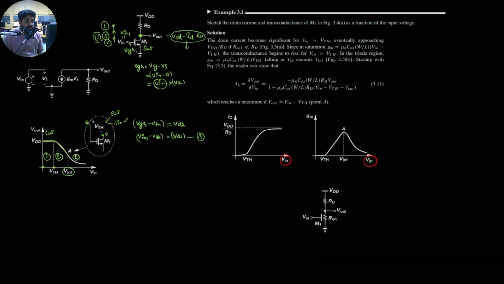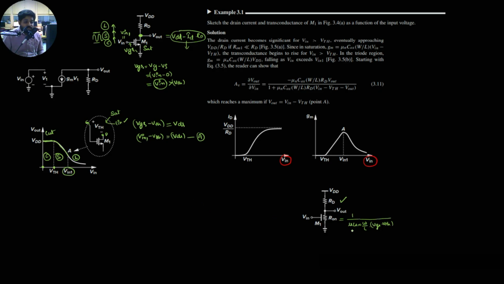Now let us draw the output waveform, where we have observed that up to here it is constant. It falls when the drain voltage falls by the amount of V input 1. Then it is entering the linear region. When it is in the linear region, it acts like an on switch. The on resistance of the device is 1 by mu Cox W by L times (VGS minus VTH). This is my on resistance of the transistor.